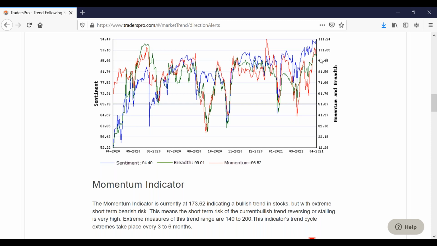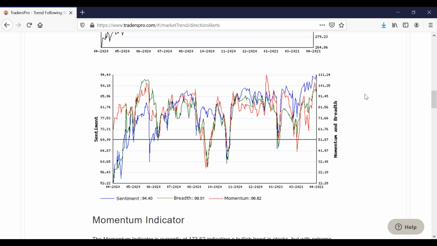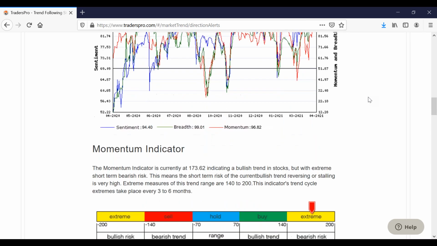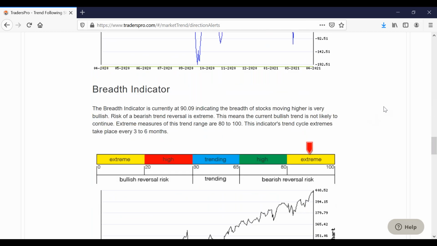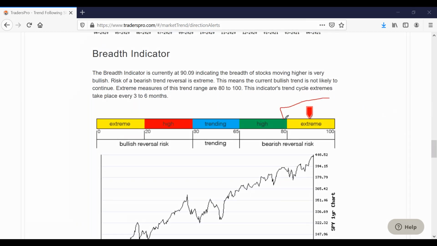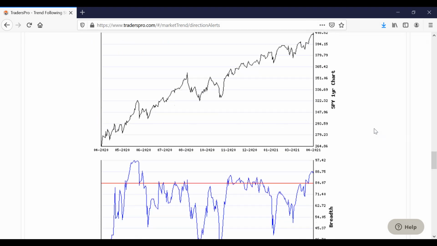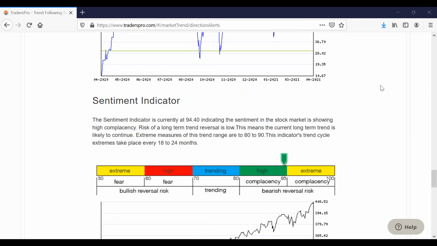Like I said, we're seeing the tired indicators here on the chart showing the tired market. Now when you move down, you're starting to see the extreme range. You've got momentum in the extreme range, you've got breadth in the extreme range, and you've got sentiment, which is just almost in the extreme range there. But it's actually fairly rare to see sentiment get all the way into the extreme range. At least we haven't seen it there for quite a while.